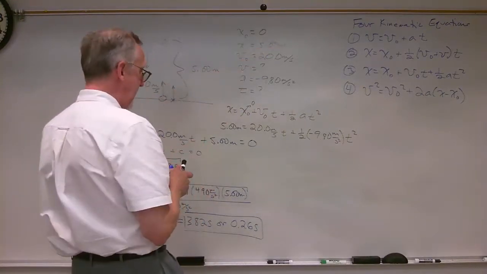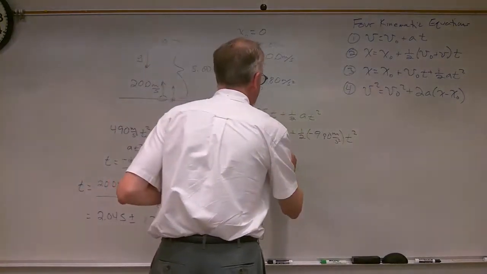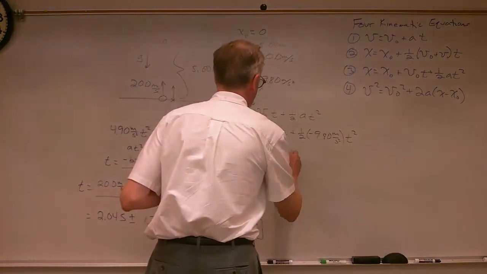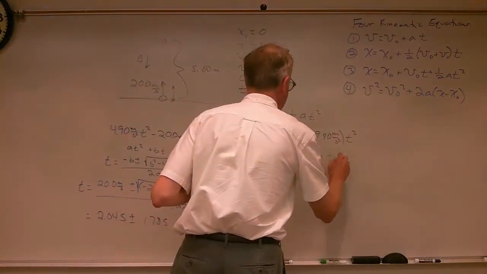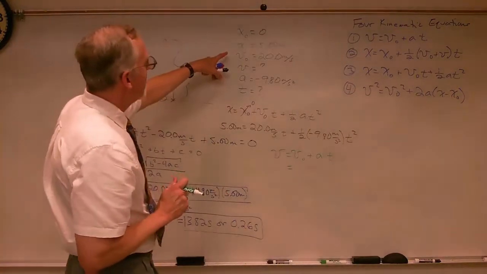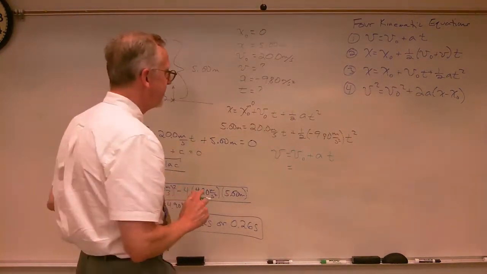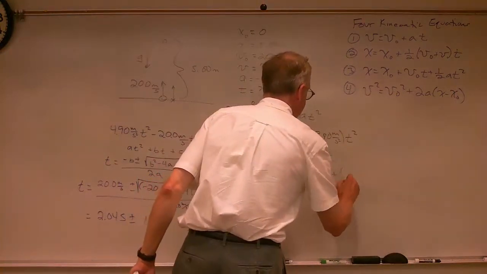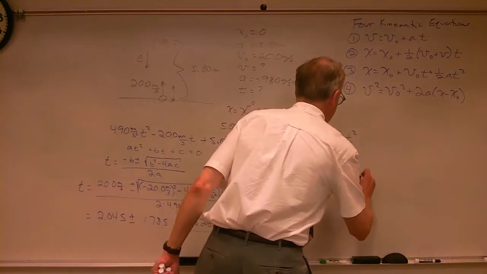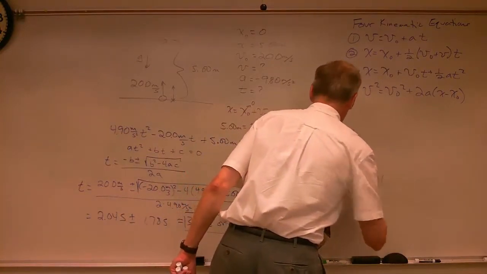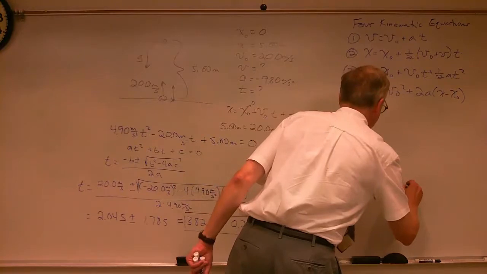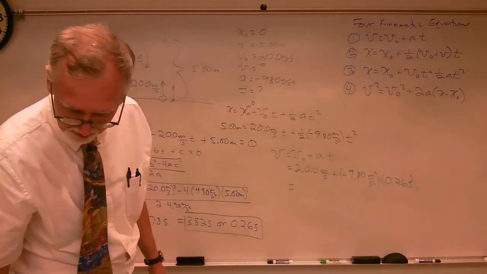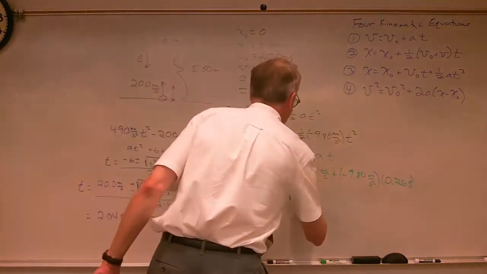We'll use the first equation. We have v is equal to v naught plus at. We'll put in the initial velocity and the first time, 20.0 meters per second, plus a, which is negative 9.80 meters per second squared, times 0.26 seconds. Multiply that out, and we get a velocity of 17.4 meters per second.